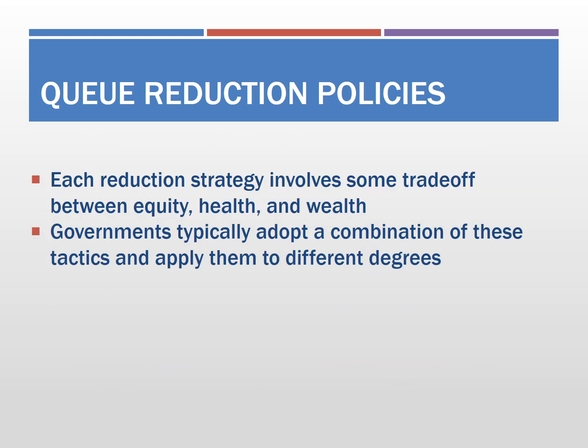Each of those strategies comes with its own cost. So there will always be a trade-off between equity, health, and wealth. For example, having gatekeepers screen patients before they see a specialist might limit some of the people who need the service or treatment from seeing the specialist. So it creates equity problems within society.